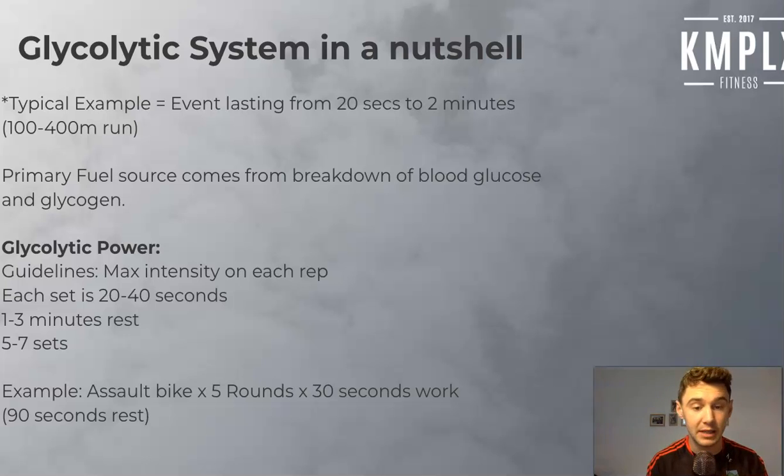An example of this would be assault bike, 5 rounds, 30 seconds work, 90 seconds rest. Simple as that. Now, something I want to go through is the max intensity on each rep. This is important because you're not going to be able to get up to the level of power output that you would in your pure anaerobic work, your ATP-PC work. But you should be able to push as hard as you can for the 20 to 40 seconds. So that's what that means.